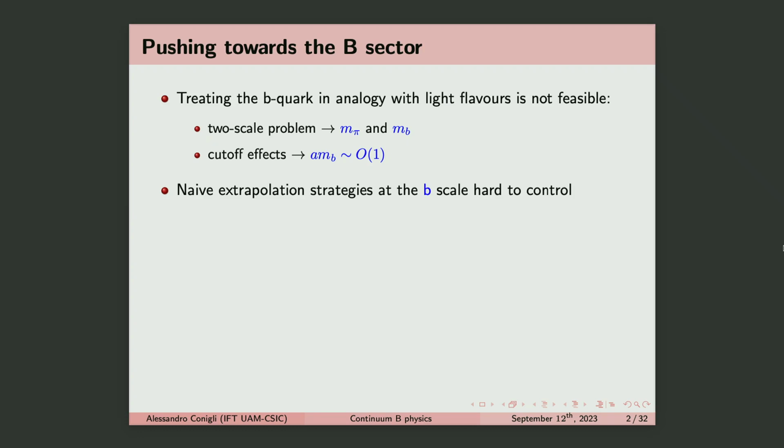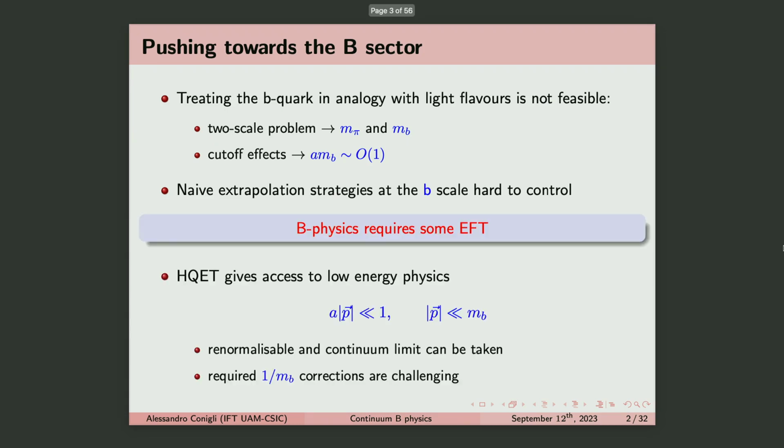In parallel, we might think about extrapolation strategies by simulating at several values of the relativistic masses below the B quark scale and then extrapolate to the B quark scale. But again, this is very complicated, and this kind of extrapolation is very hard to control. So basically, what we typically do in our community is to eventually use some kind of effective field theory in order to tackle B physics.